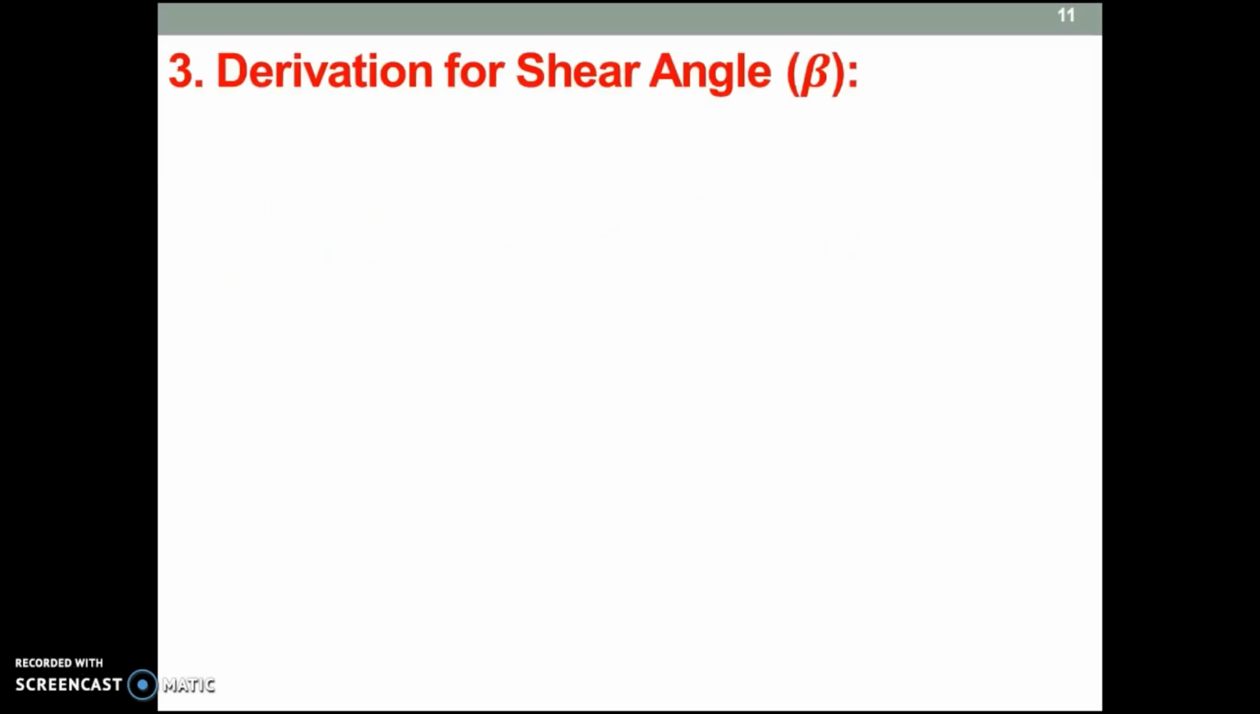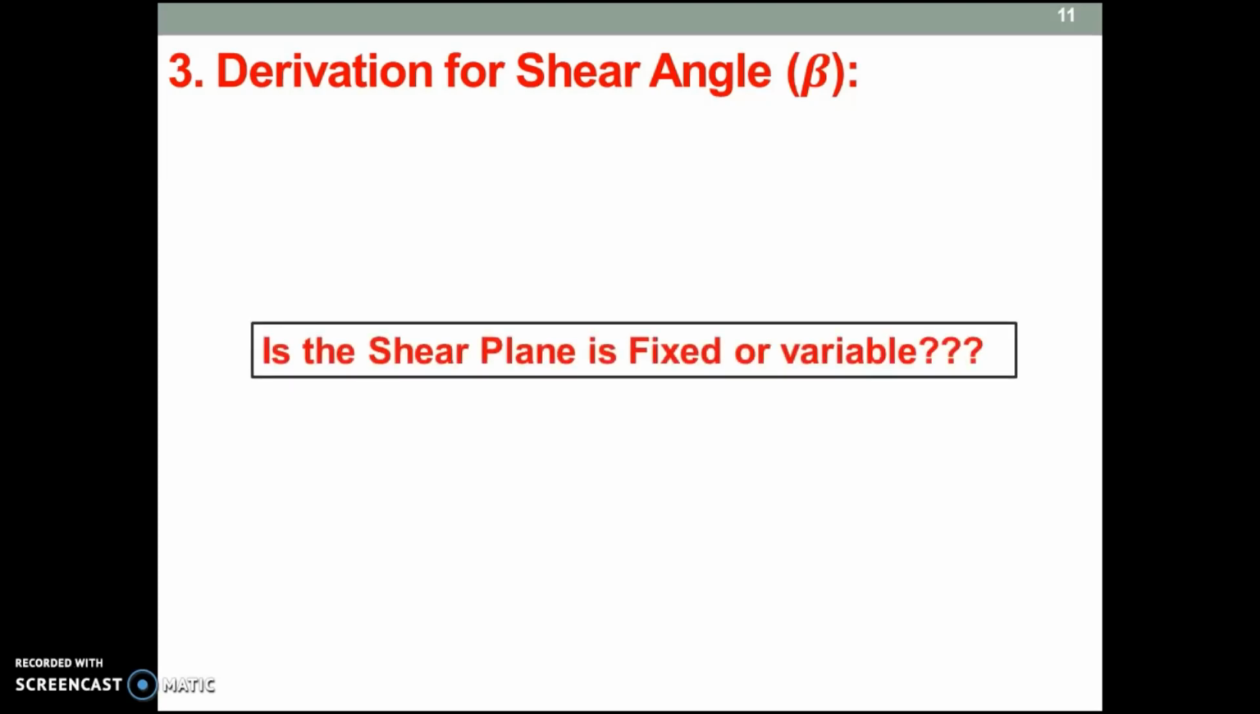So why do we want to derive the expression for shear angle? Because in the last class I asked, is the shear plane fixed or variable? So yes, the shear plane is variable. Here the shear plane is nothing but a shear region. Shear region means where shearing is taking place. Shearing means the plastic deformation.